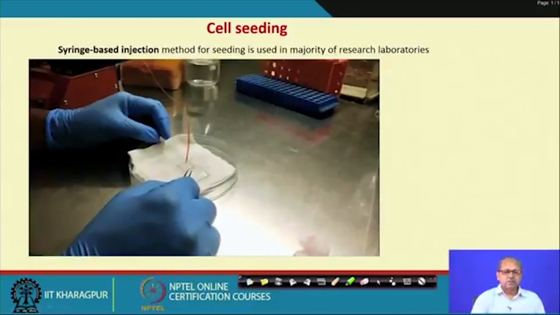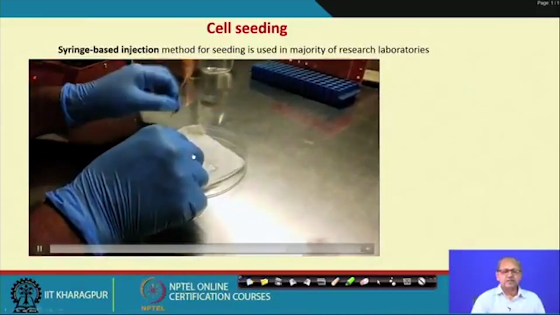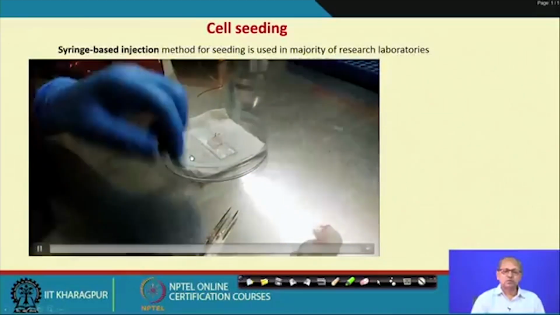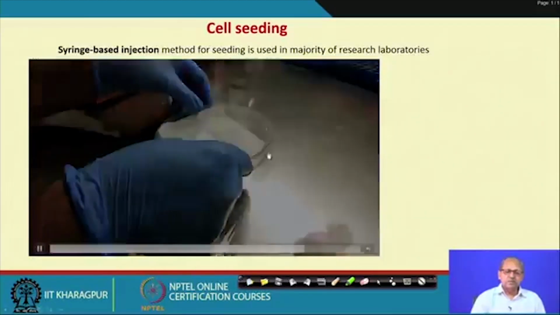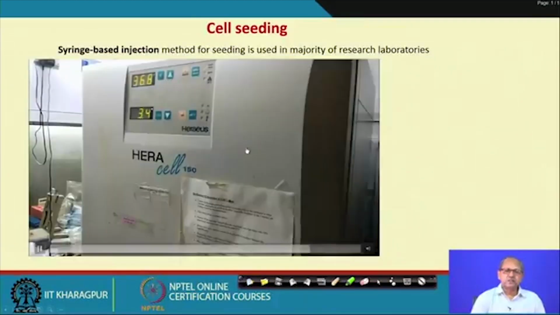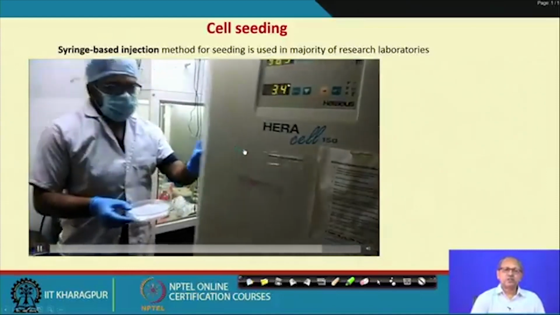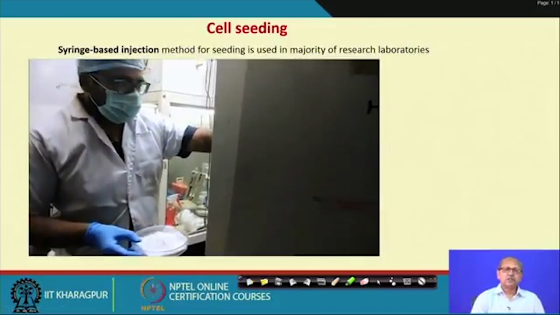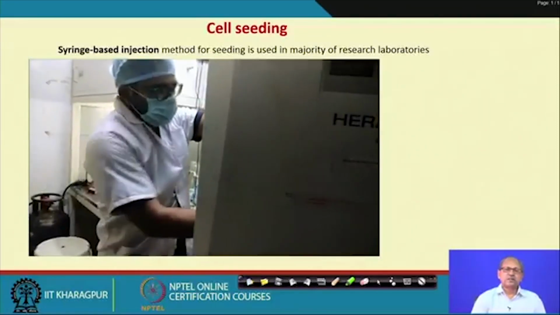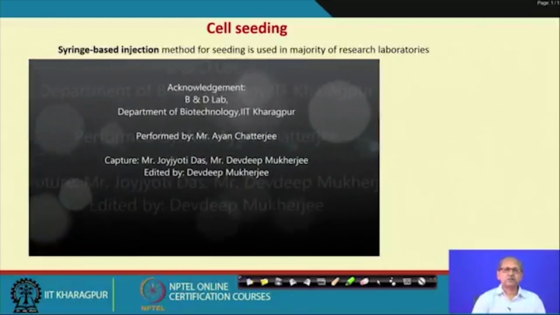Then we have to do the dismantling of the tubing from the inlet. Carefully you have to do it, there should be no air bubble trapped. Then you close the upper lid of the petri dish, then you transfer it into your carbon dioxide incubator for growth at around 37 degrees centigrade, maintaining the temperature, humidity and proper buffering action by 5% CO2. So, this is done by your students.